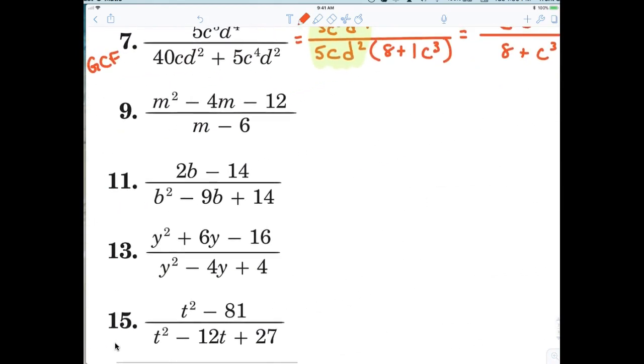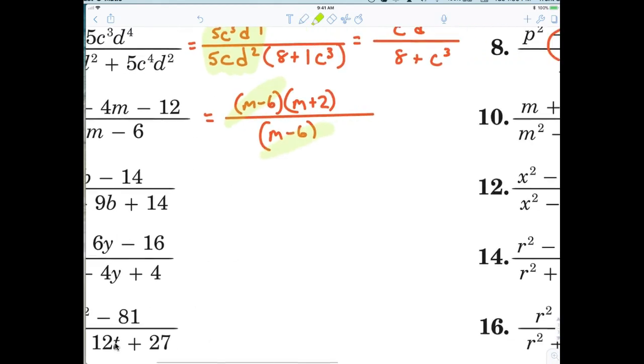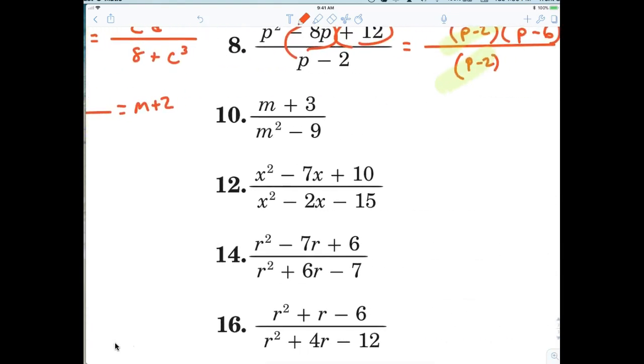So let's take a look at number 9. What do you think the top has as one of its factors? So we're going to put m minus 6, which means the other factor is m plus 2. So we agree with me on that? And then m minus 6 on the bottom. So what happens? Cross out, cross out. So your final answer is just m plus 2. So we're pretty happy with that, right? Okay, number 10. How do I factor m squared minus 9?